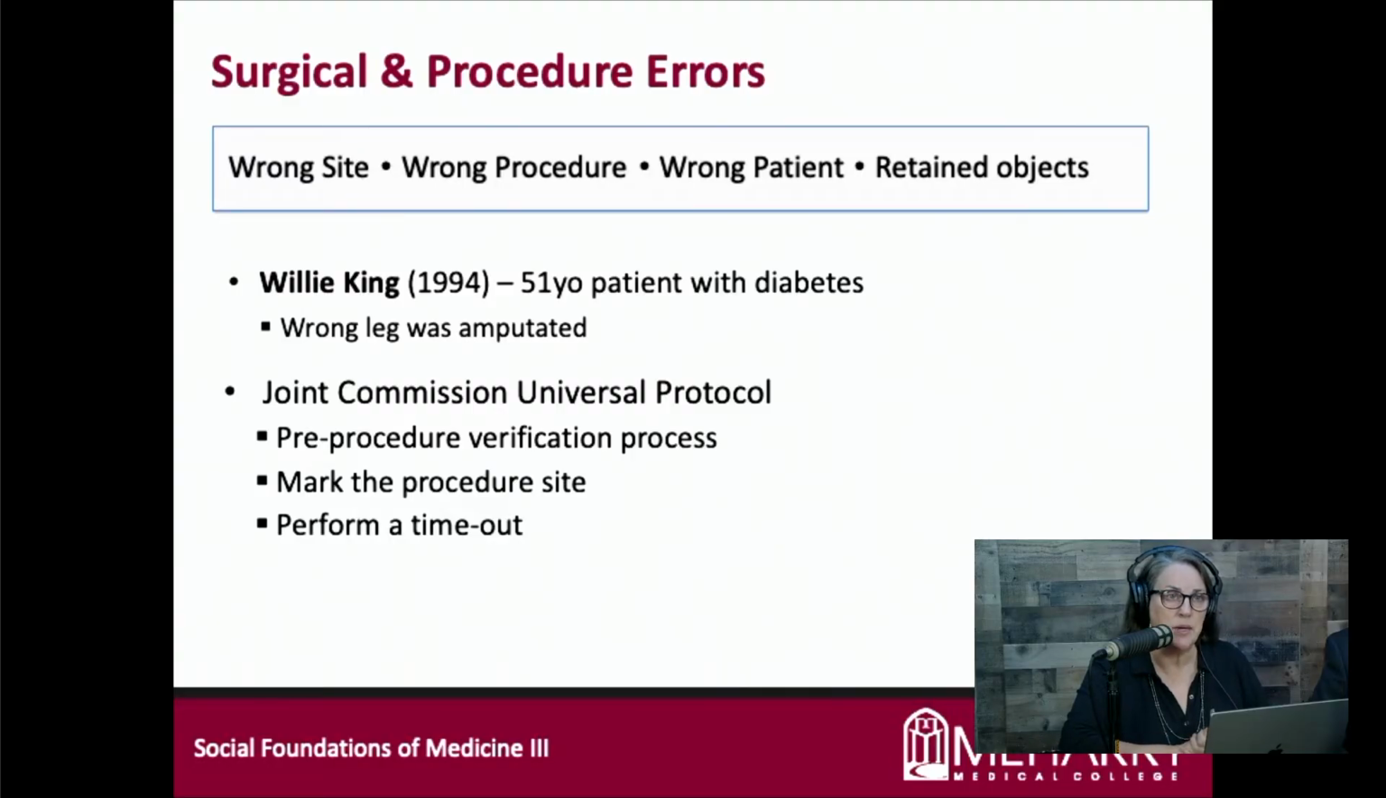So if we think about surgical errors, you don't want the wrong site operated on. You don't want the wrong procedure done. You don't want the wrong patient having a surgery. You don't want objects retained in the patient. One of the patients we discussed last time was Willie King, a 50-year-old diabetic in Tampa who went in for a leg amputation, and they amputated the wrong leg. He was the patient that prompted the Joint Commission to develop their universal protocol to try to prevent wrong site, wrong procedure, wrong patient surgeries.